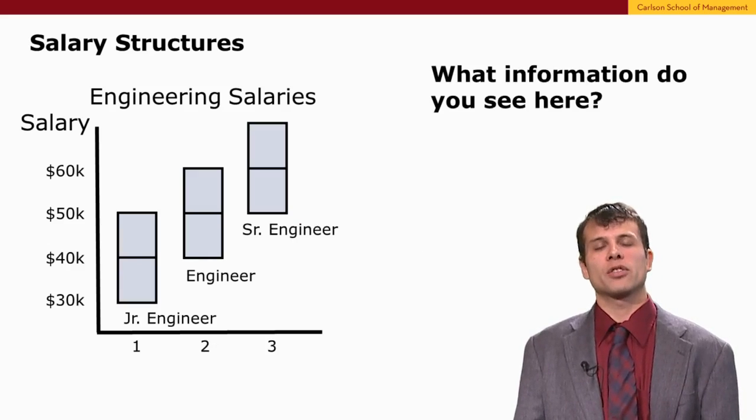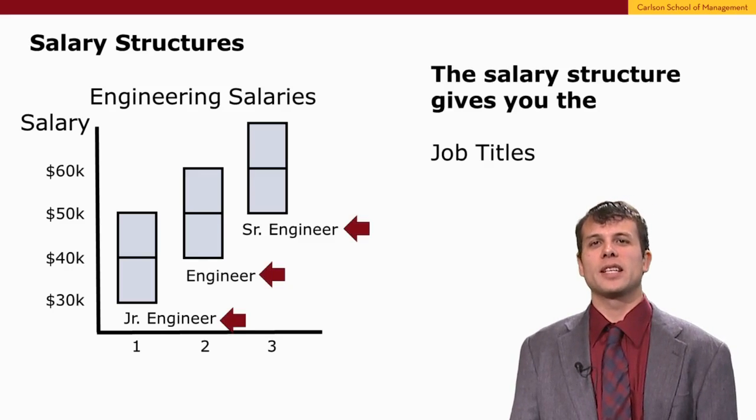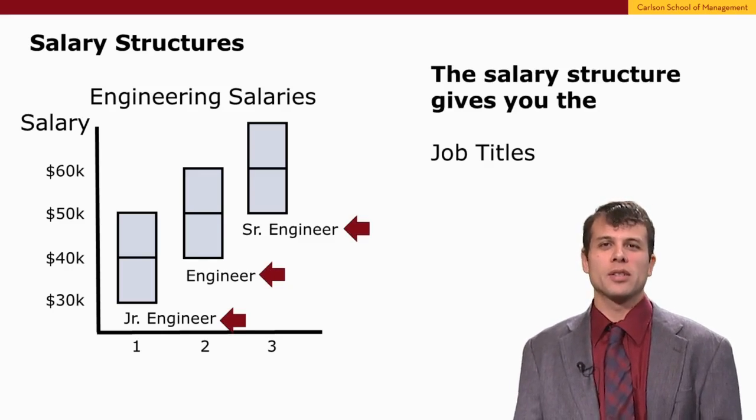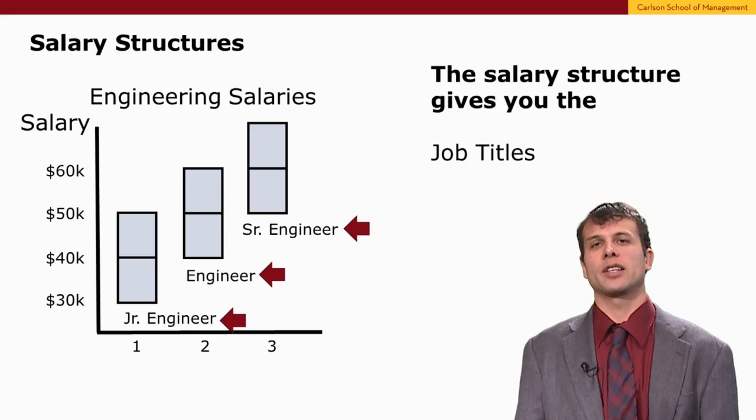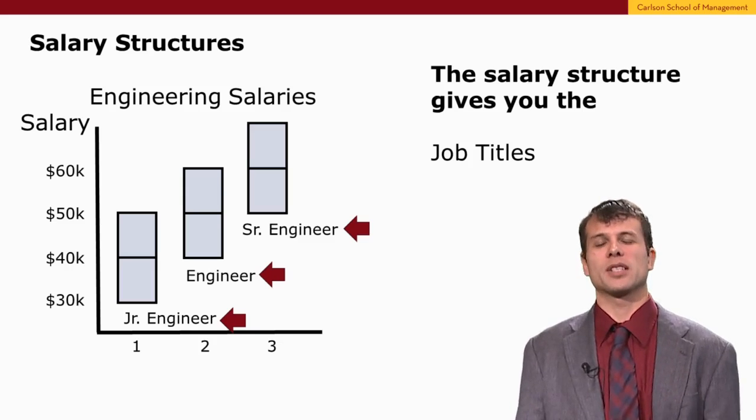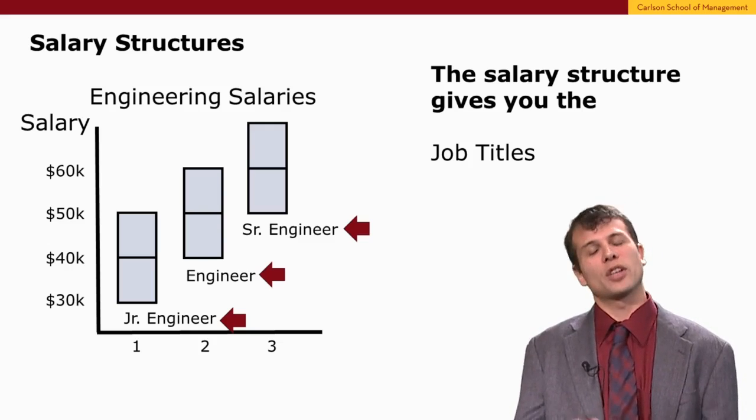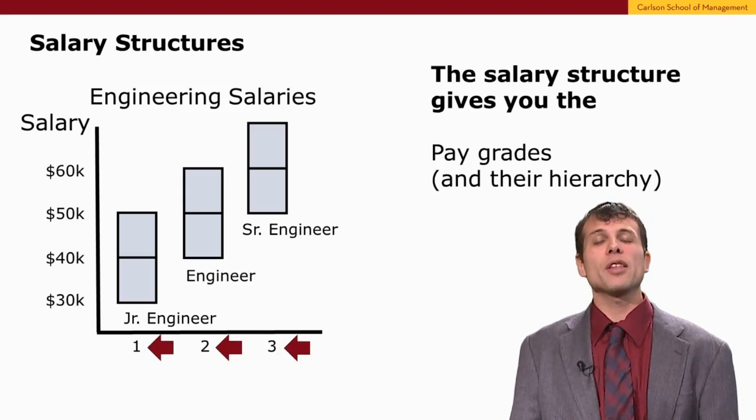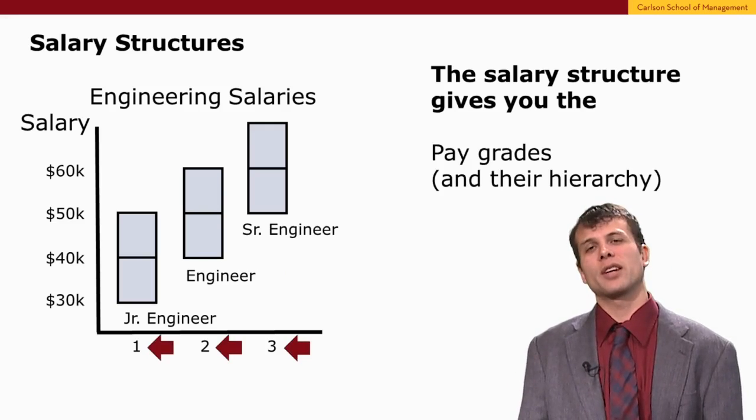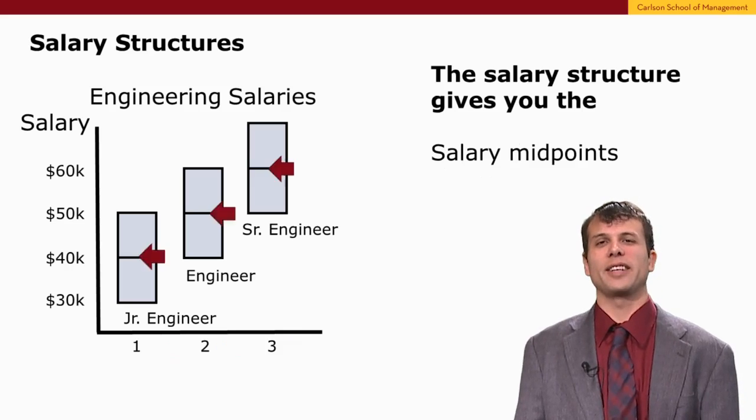But if we had a full structure, it would look something more like this. So what do we see here? The first thing that we'll see is, of course, our different job titles. So for example, at the lower end of our structure, we'll have our junior engineers, followed by perhaps just our engineers, and then our senior engineers. And then there could be lead engineers or principal engineers or so on. The other thing we'll see are grades. So these are, again, the hierarchical ordering of the different jobs in our hierarchy.